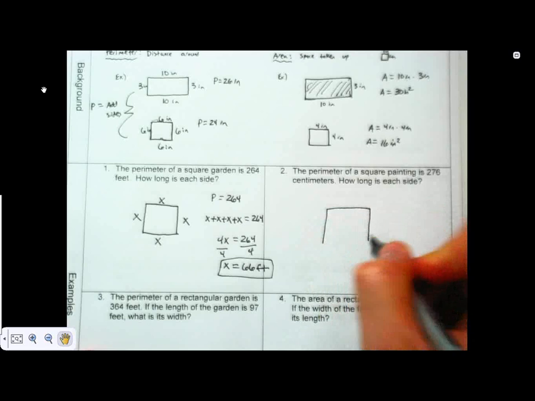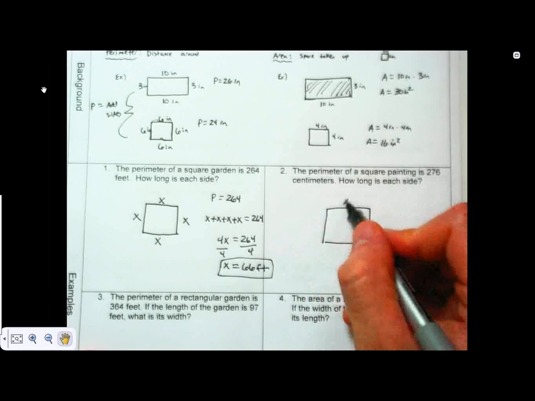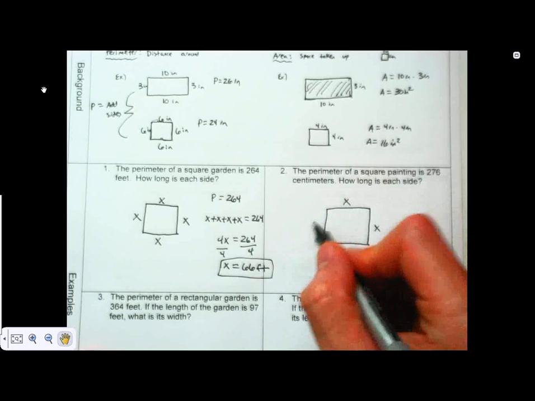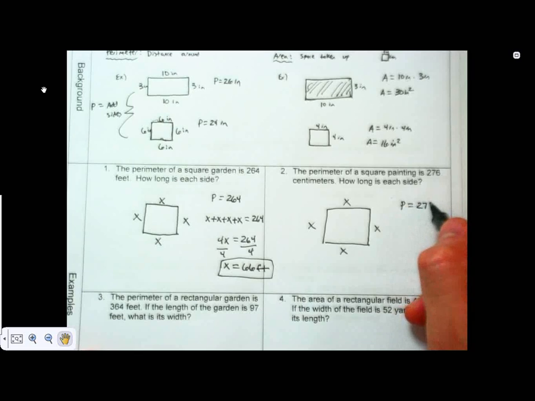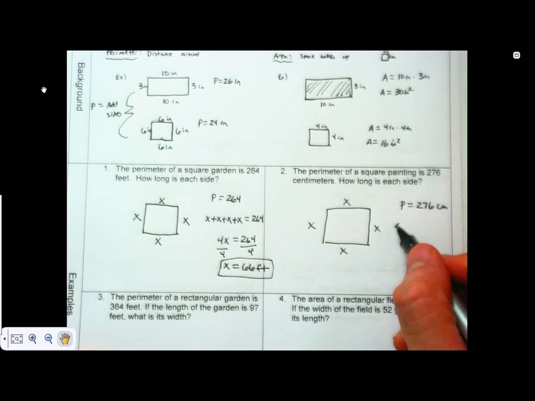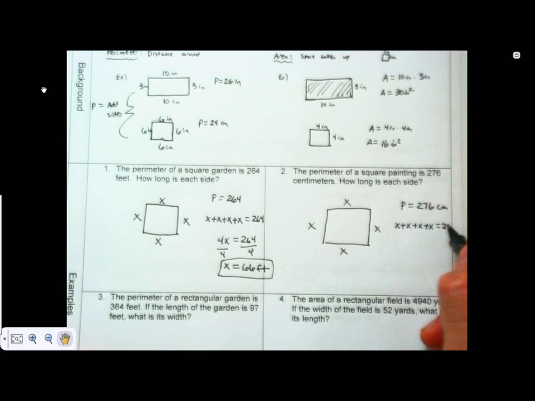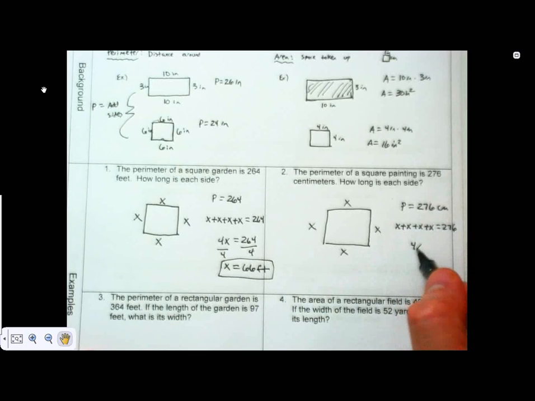Okay, so number 2, same thing, same idea. We've got a square, and they give us the perimeter of the square. It's 276 centimeters in this case. So what I know is that if I add all the sides together, we should get 276. So that means 4x has to equal 276. If I divide both sides by 4, we end up getting x equals 69. And again, the units in this case are centimeters.